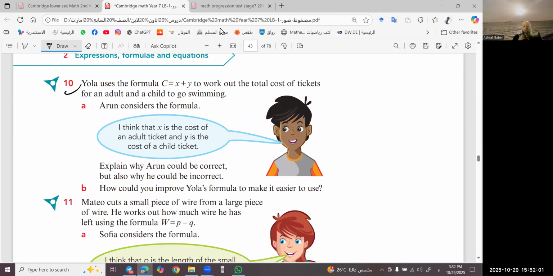Jada, read this exercise. Yola uses the formula C equals X plus Y to work out the total cost of tickets for an adult and a child to go swimming. Aaron considers the formula. I think that X is the cost of an adult ticket and Y is the cost of a child ticket. Explain why Aaron could be correct, but also why he could be incorrect.